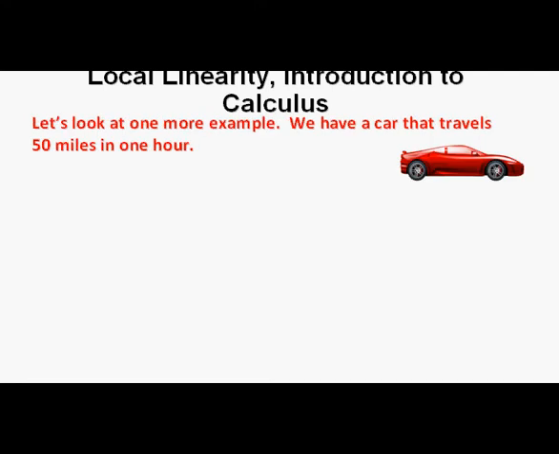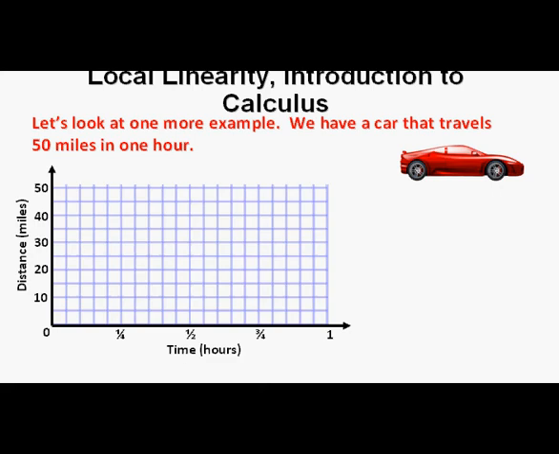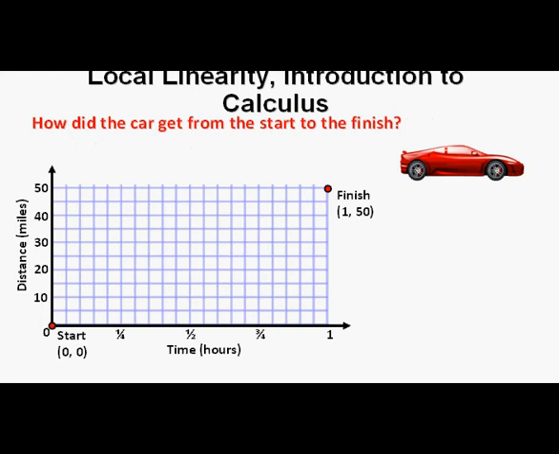We have a car that travels 50 miles in 1 hour. We start the car at time equals 0, and exactly 1 hour later the car is 50 miles away from where it started. Let's take a look at a coordinate plane. Here's a coordinate plane where we'll examine the situation. And here we have plotted on the coordinate plane the starting and ending points for the car. How did the car get from the start to the finish?